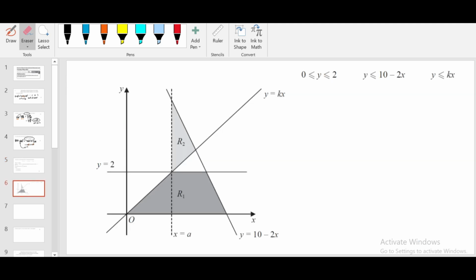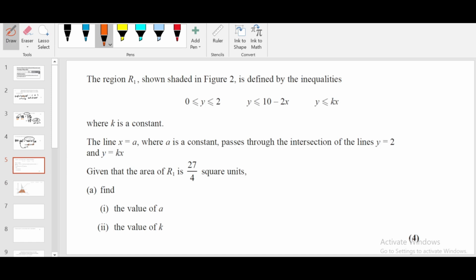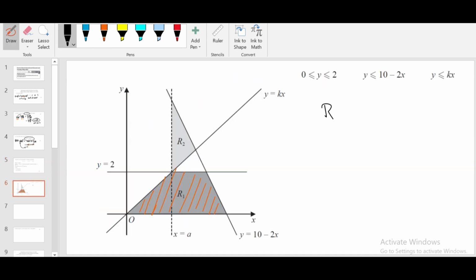The area of R1, this area is 27 over 4. R1 is 27 over 4. Apparently, you look at the diagram, R1 is a trapezium. How do we find, what's the formula to find the area of the trapezium?